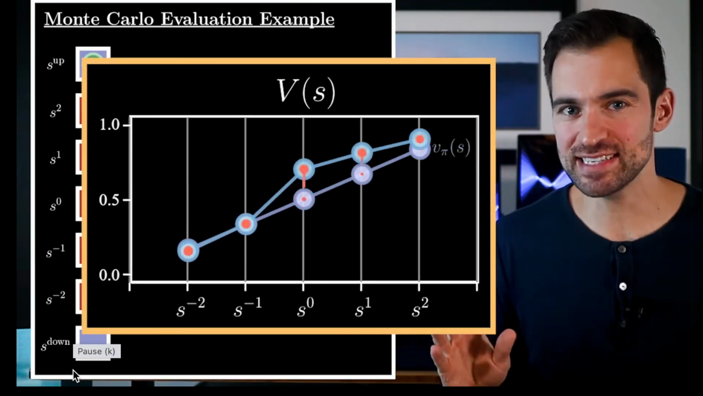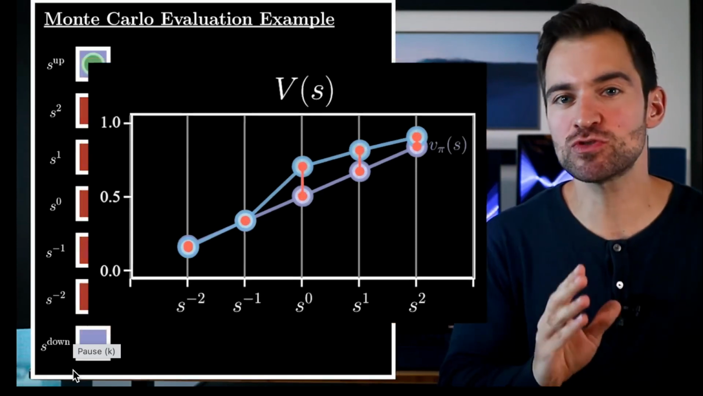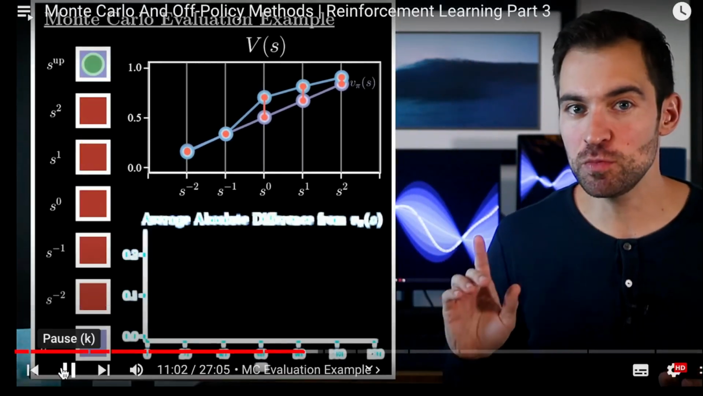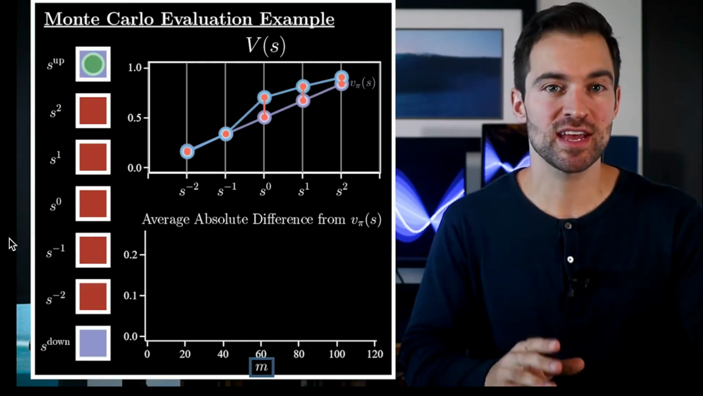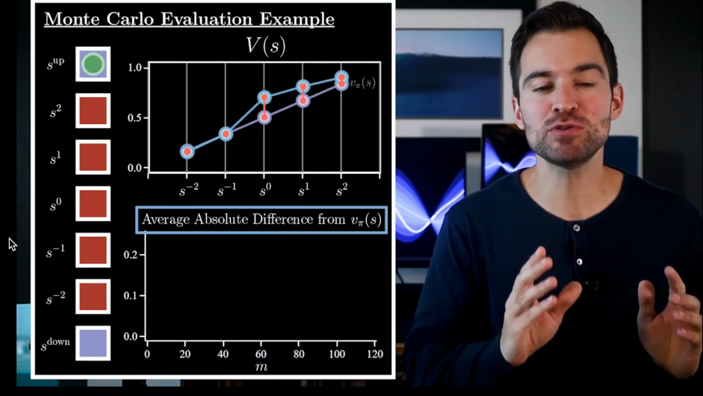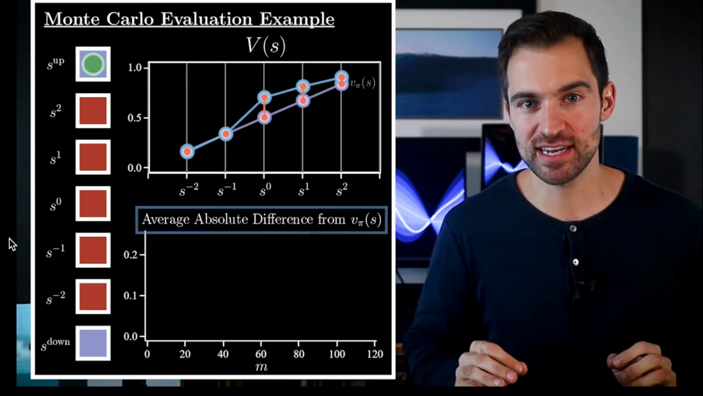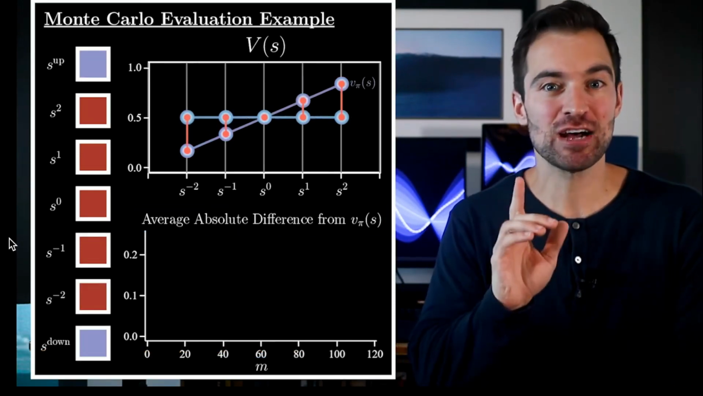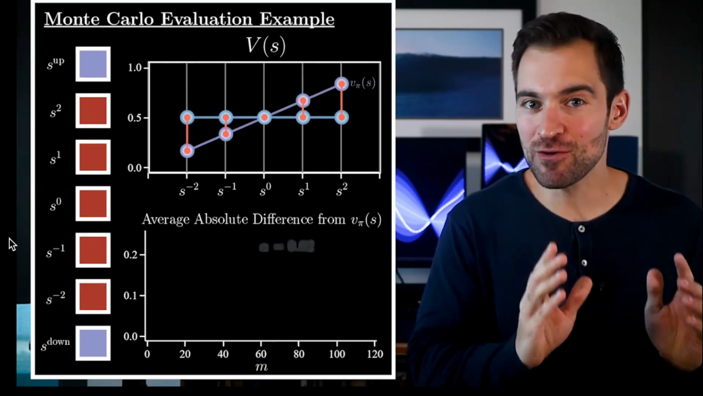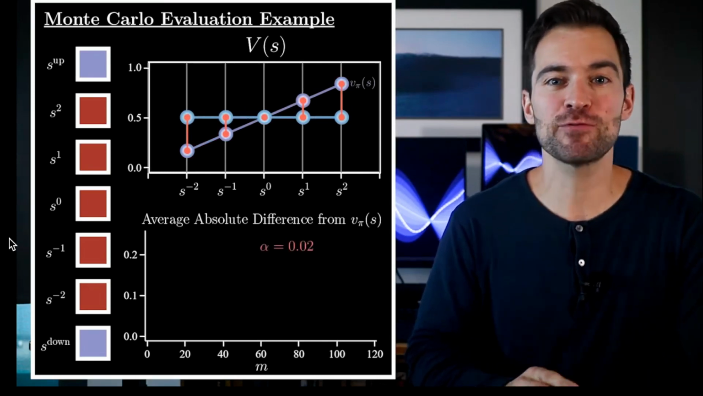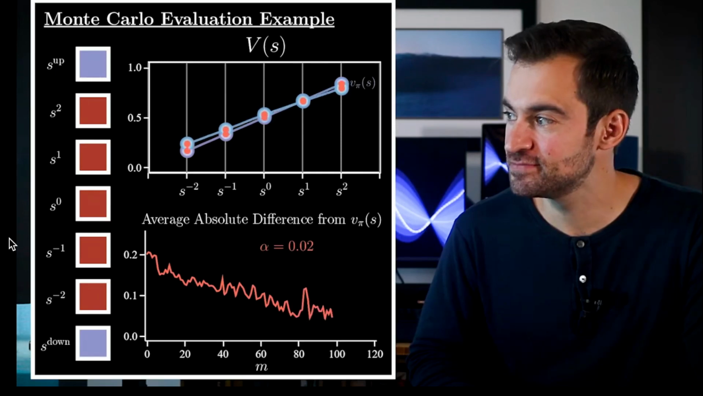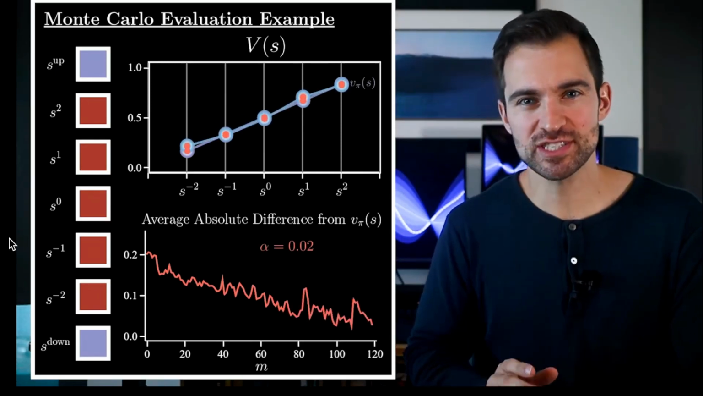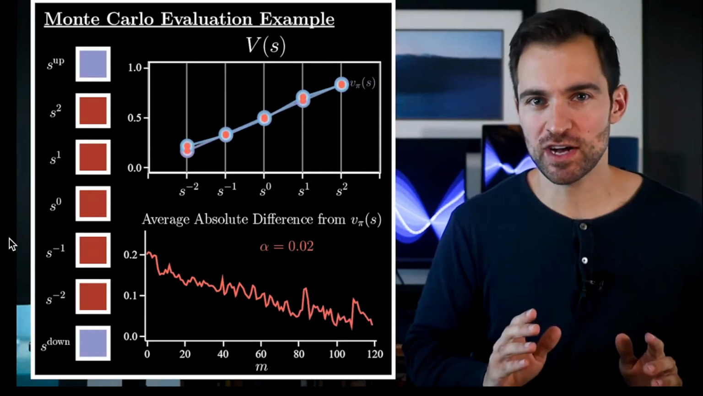Let's look at the distance between our estimates and the true value and create a new plot. The horizontal axis will be the number of episodes we've processed, and the vertical axis will be the absolute difference averaged across the states. Now, I'll show you how things evolve with an alpha of 0.02, and if we process 30 episodes per second. This shows us how long convergence takes and provides another view of alpha.